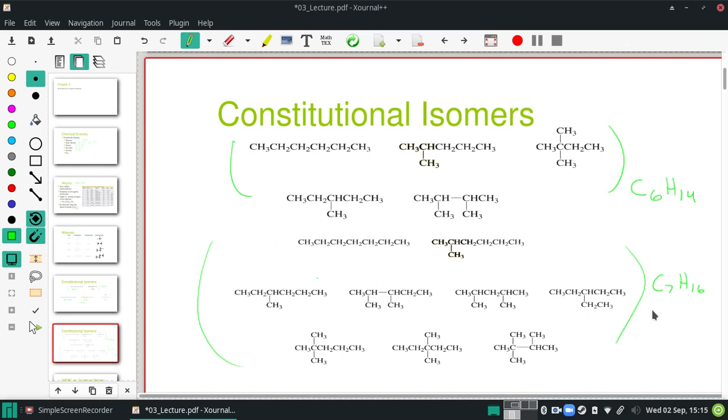Now, the only ones that have straight, simple names are the 2 straight line ones. This straight line one, 6 carbons, hexane. And this straight line one with 7 is heptane.